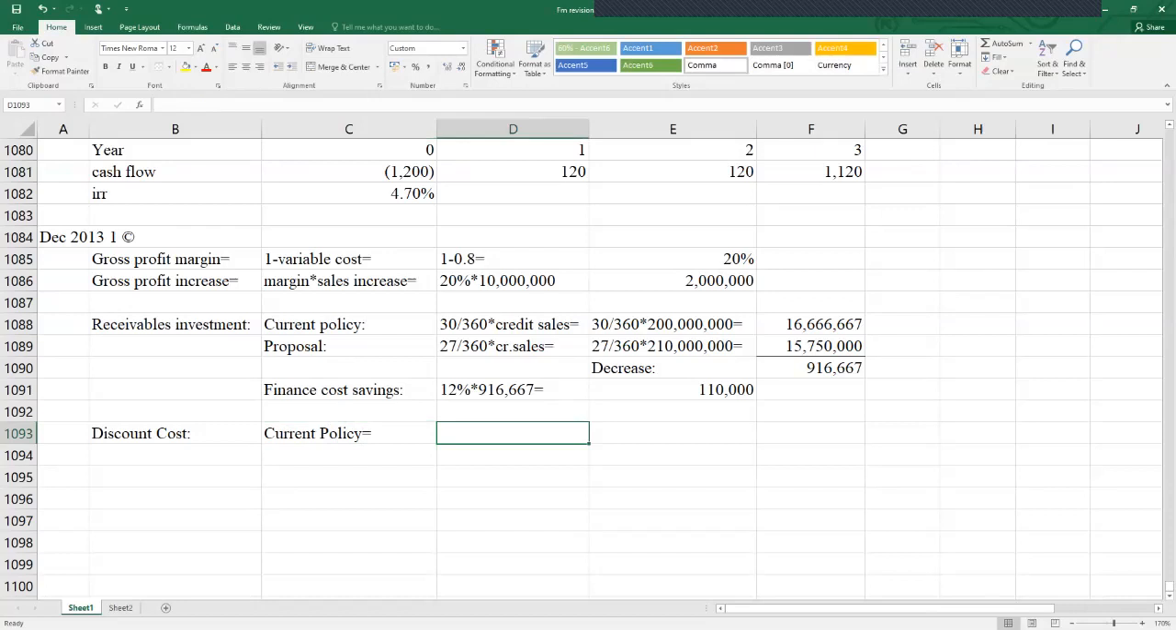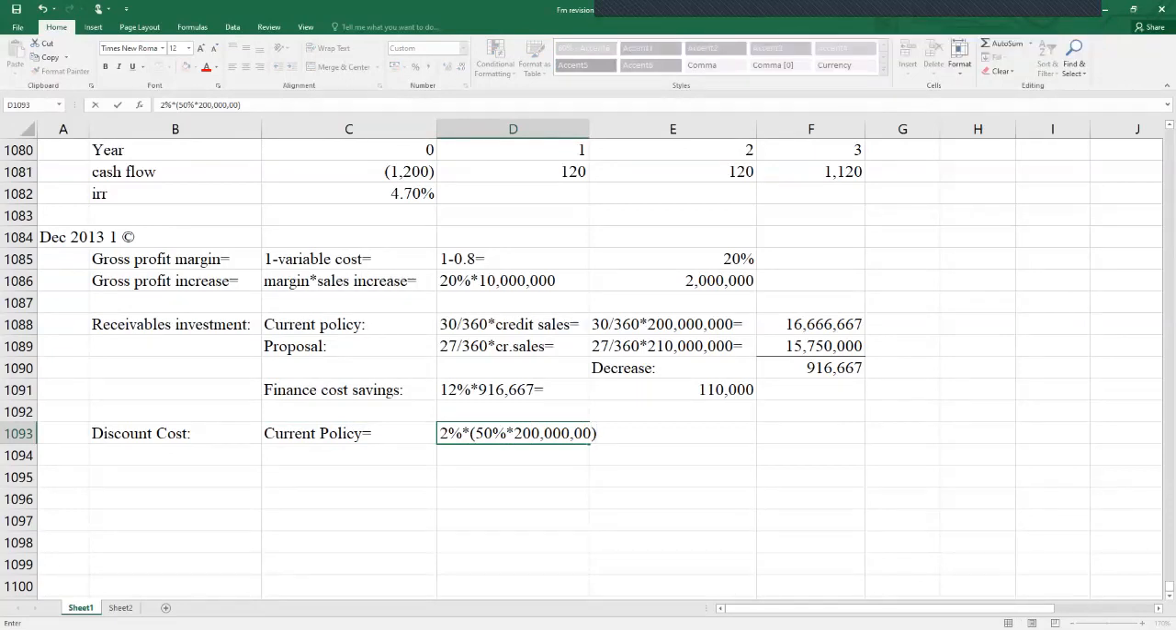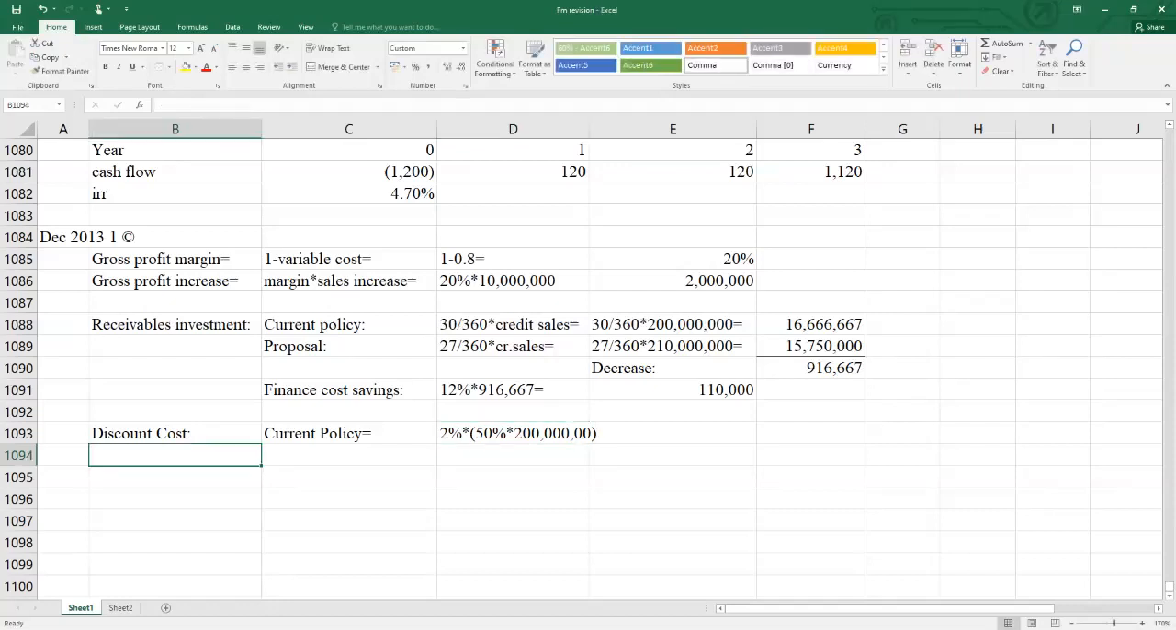Currently, the company is giving 2% discount. You multiply by, we were told that not all customers take the discount. Currently, half of the customers take the discount. Therefore, 50% of the customers are going to take the discount. And currently the total sale the company is making is equal to 200 million. Clear? Currently, you're giving 2% discount, but only half of the customers are taking the discount. Then how much discount do you give to customers currently?